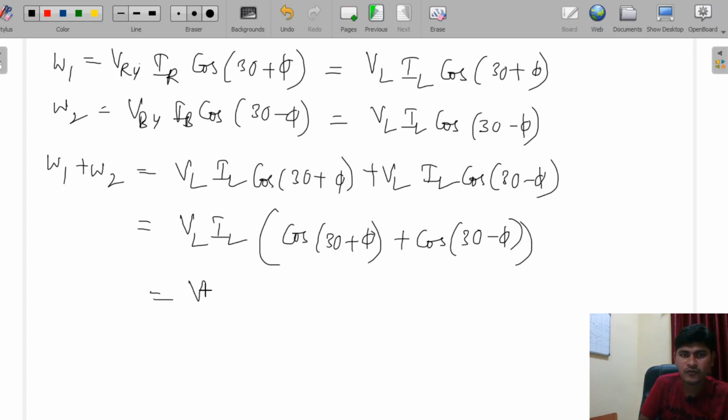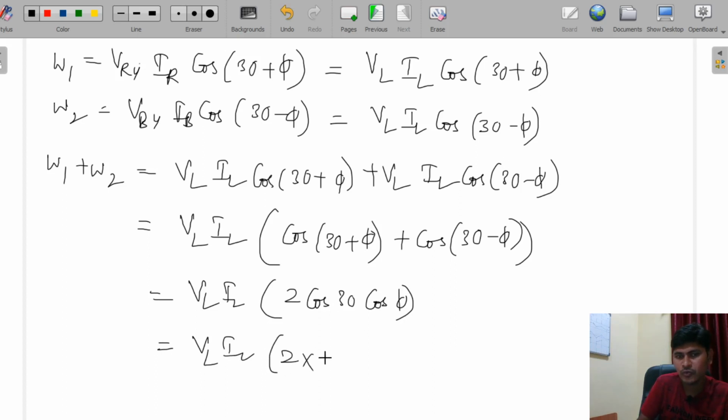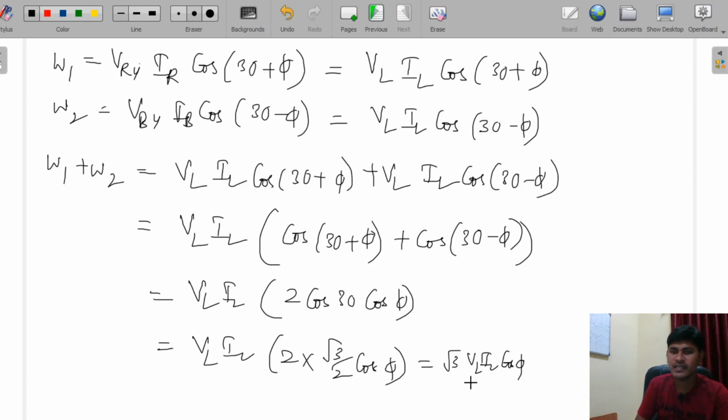So this is equal to VLIL into [cos(A+B) + cos(A-B)], which is 2 cos A cos B. Then this is equal to VLIL into 2 into root 3 by 2 cos phi. Finally you are going to get root 3 VLIL cos phi.